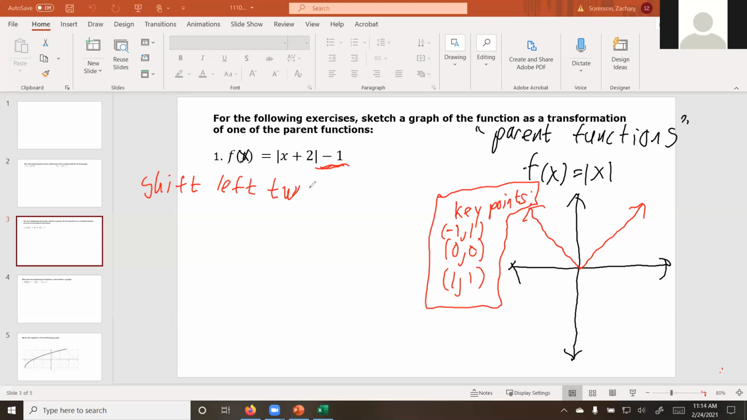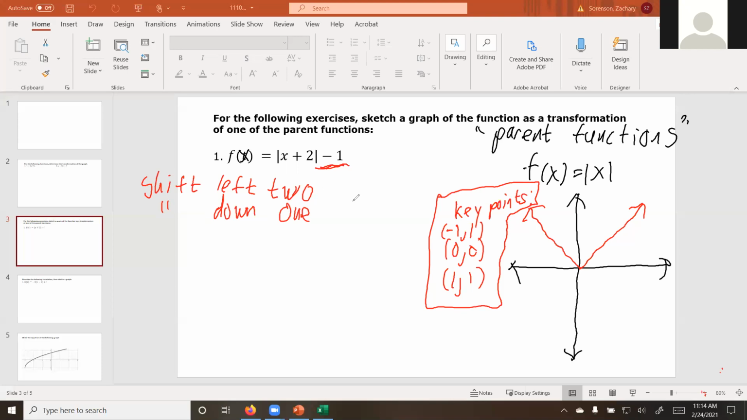Now, what is this 1 outside of my function going to do? Would it move down? Perfect. Shift down 1. Everyone good with those transformations? Kind of see where they come from. We're doing that inside and outside. I don't want to say trick, but we can say trick. That's perfectly fine.